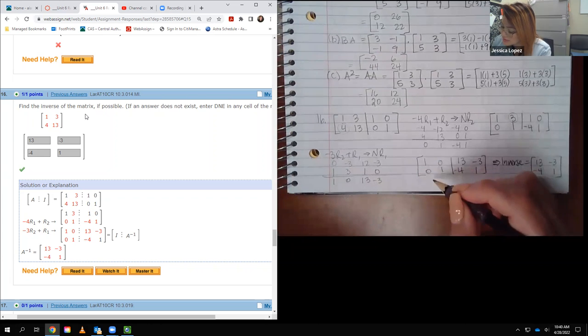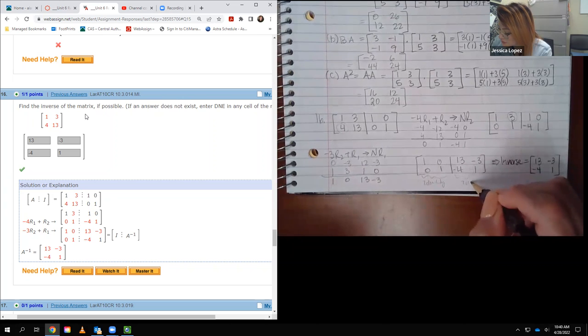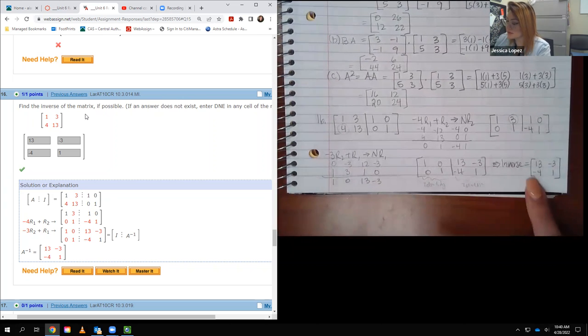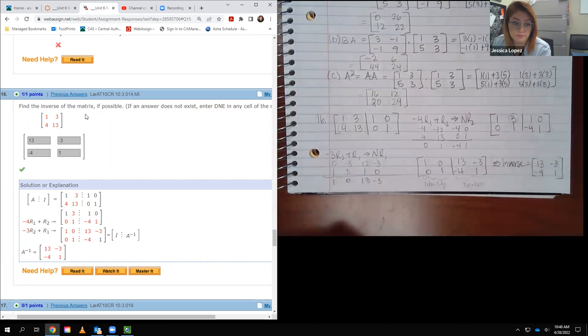So since this is the identity, it tells me that this is the inverse, okay? So my inverse is actually 13, negative 3, negative 4, and 1.